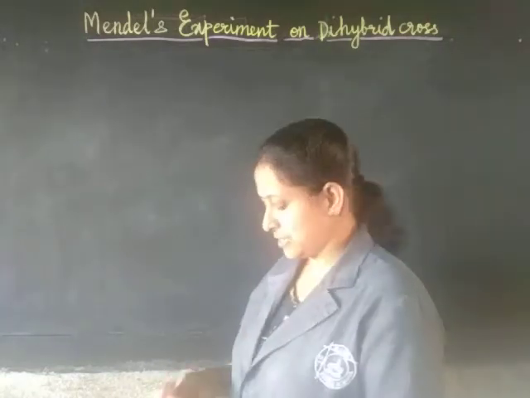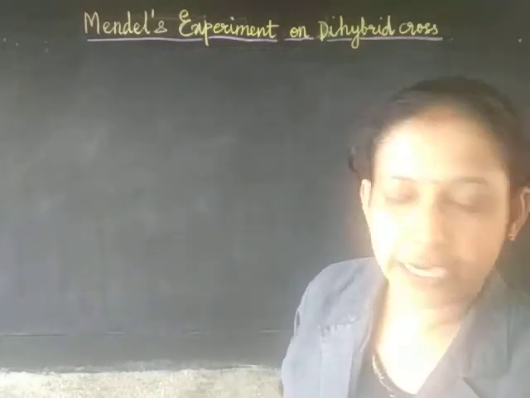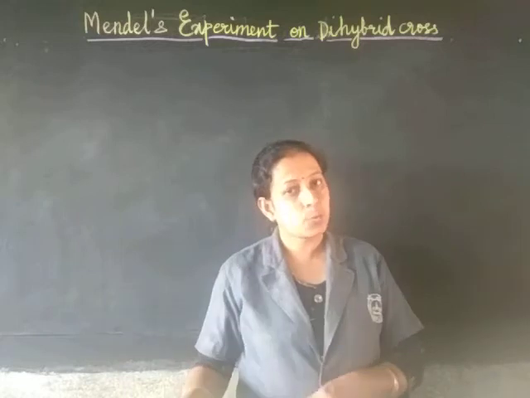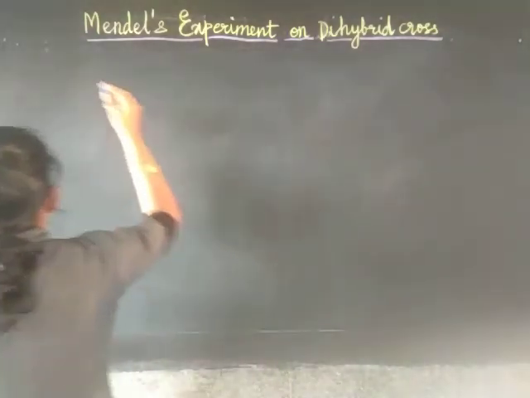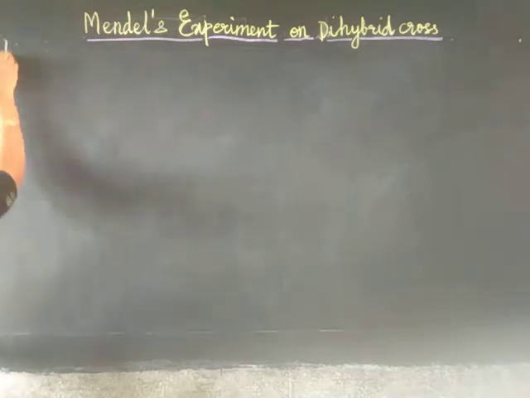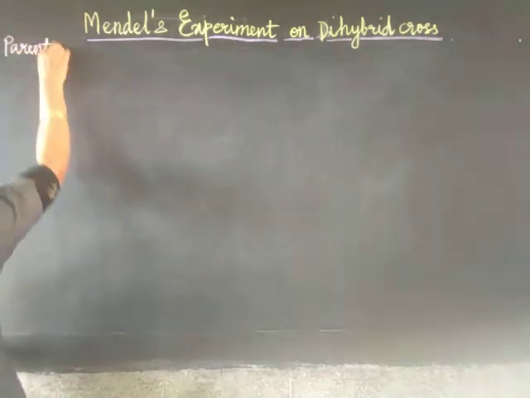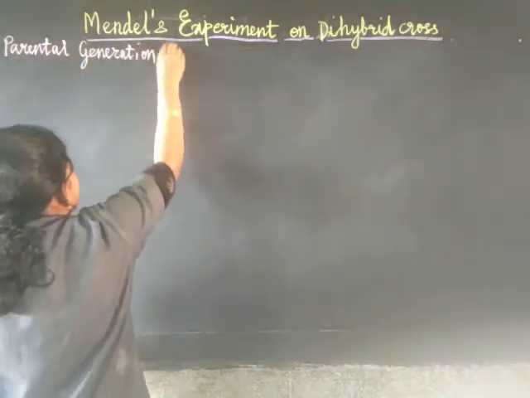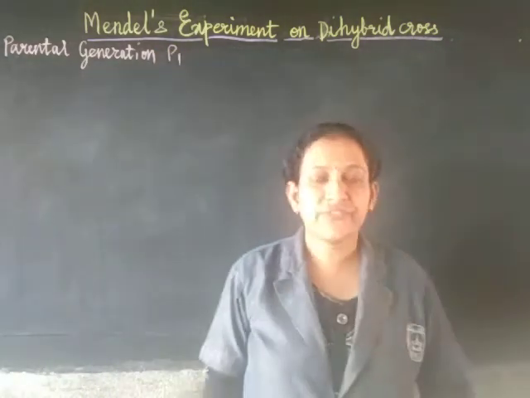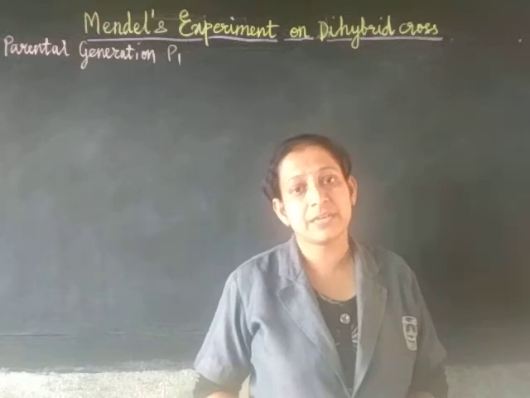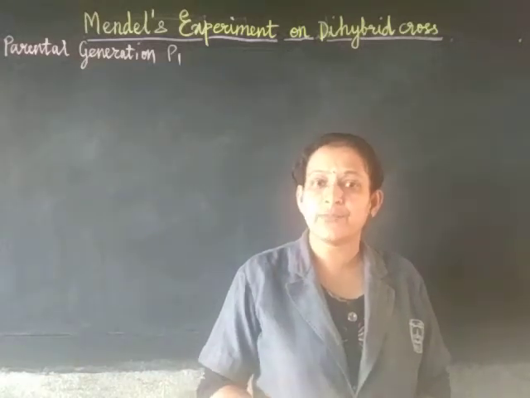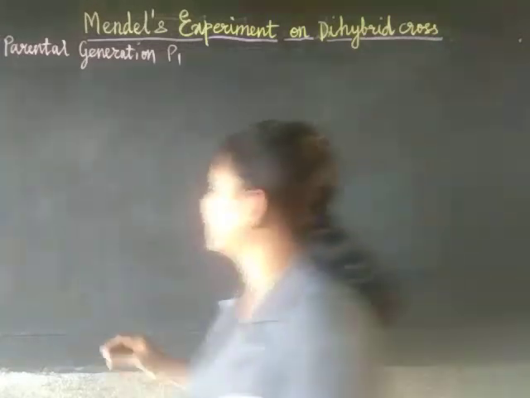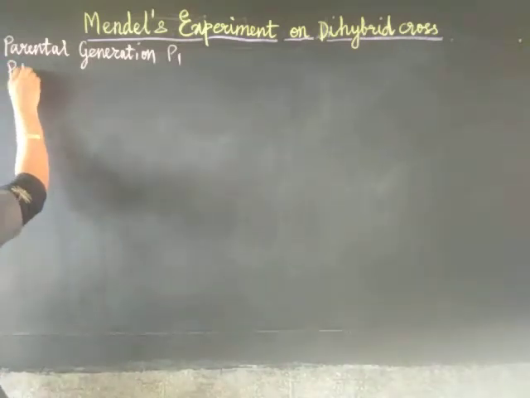So the parental generation, let me try to write now. He used a parental generation of pure breeds of round and yellow, and wrinkled and green. So let me write down the parental generation, also called P1. And the phenotype, we have learned, is nothing but the visible characteristic. Here the phenotype was round and yellow. So we will write now the phenotype, the visible characters which are shown.